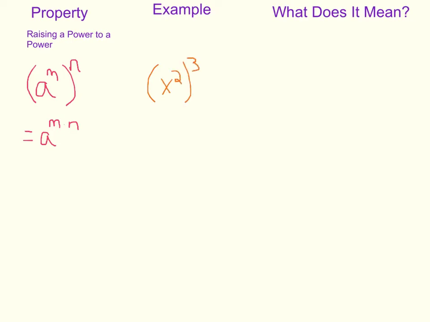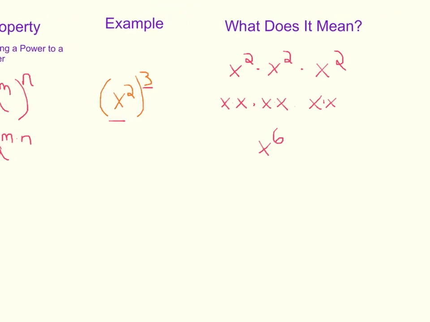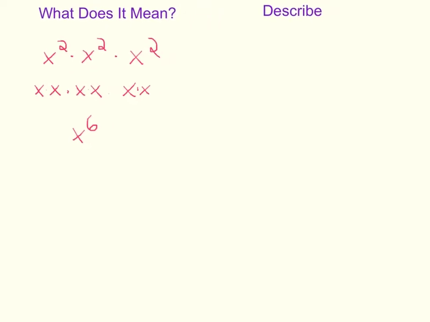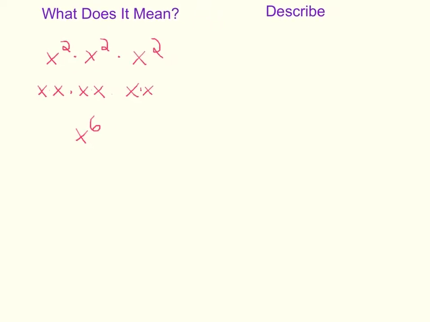Let's think about what that means. X squared, this 3 tells you that you have 3 x squareds. X squared times x squared times x squared. And then each of those means 2 x's, x times x, x times x, and x times x. That means you now have 6. So it would be x to the power of 6. So power to a power, what are you doing? You are simply multiplying your exponents.